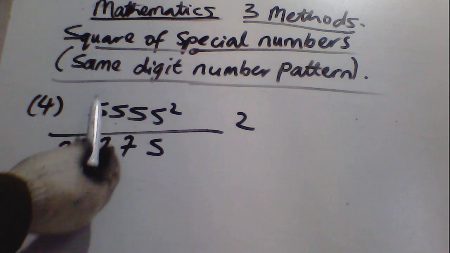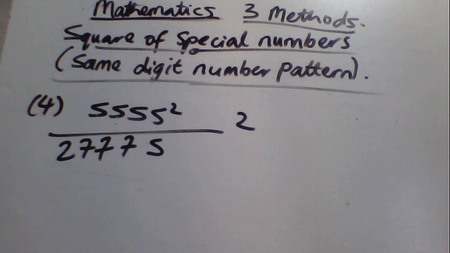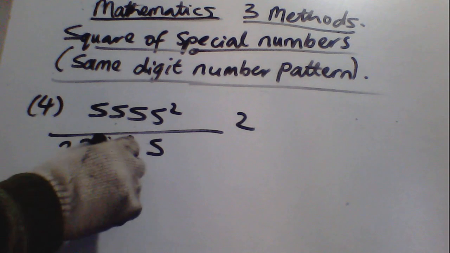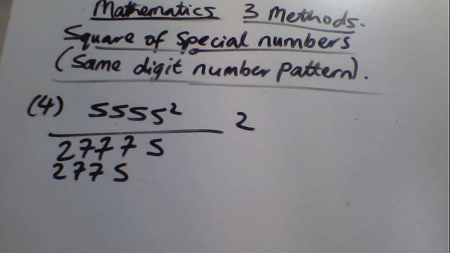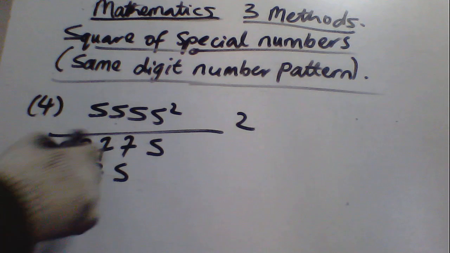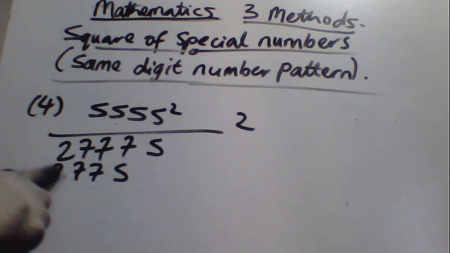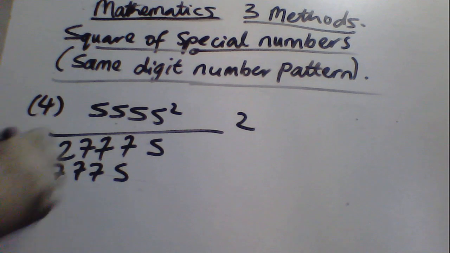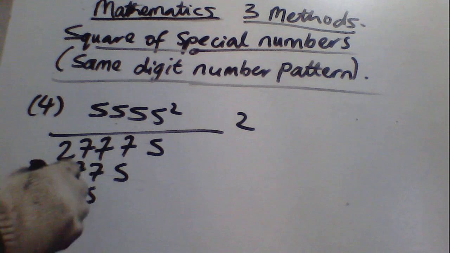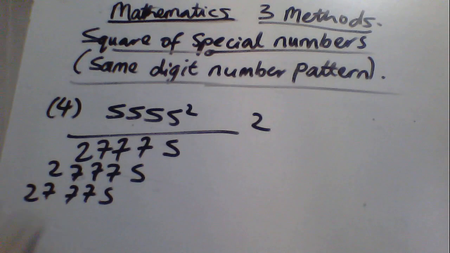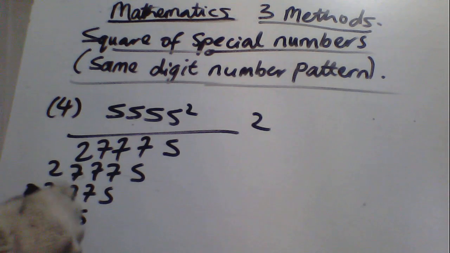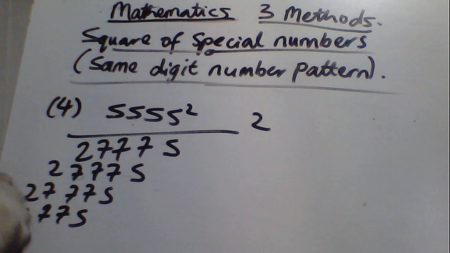How many digits? 1, 2, 3, 4. I repeat this in 4 places, moving 1 digit to the left. So I start here: 5, 7, 7, 2. I have to write it again. 5, 7, 7, 7, 2. Write it again. Again, you write it again, 5, 7, 7, 7, 2.